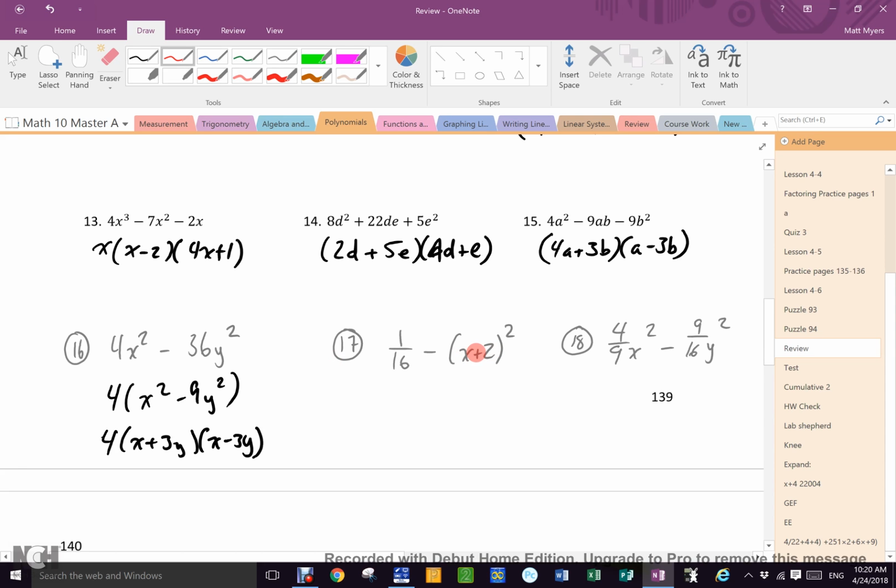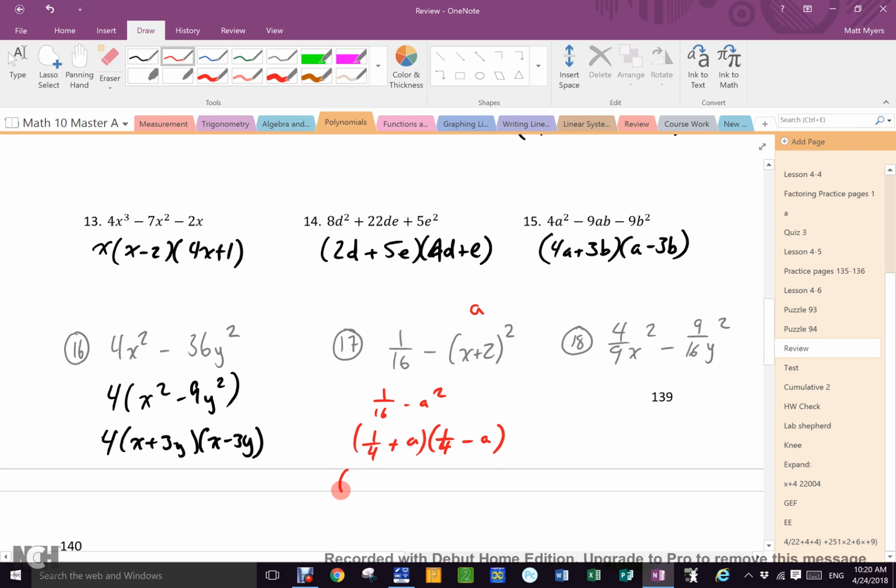What should you do with this? This is ugly. It makes it difficult. So what do you do with it? What do you make that? I change it to another letter. Now I've got 1/16 minus a squared. Is 1/16 the perfect square? Yep. So it's 1/4 plus a and 1/4 minus a, right?